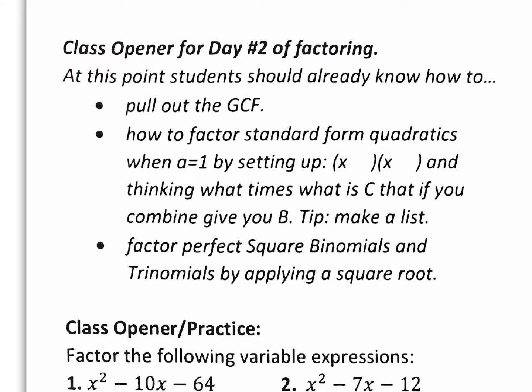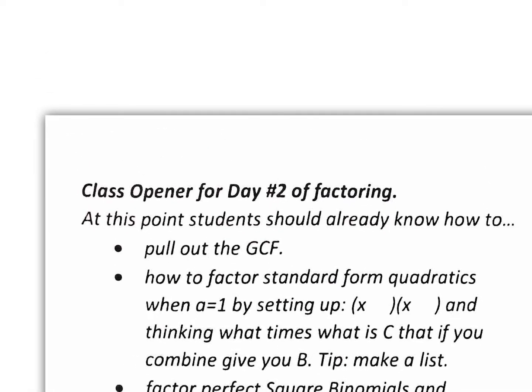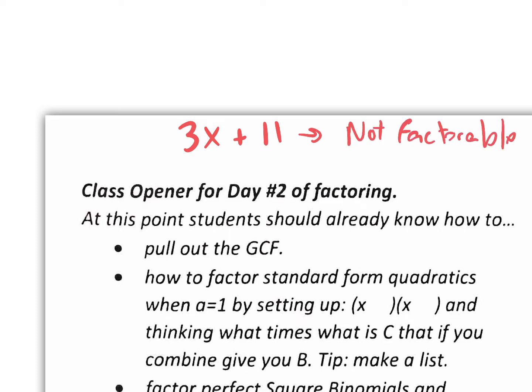And by the way, sometimes I ask you to factor something and it's simply not factorable. For example, let's say I told you to factor 3x plus 11. You can't factor anything out of there. There is no multiple of 3 in both terms, there's no multiple of 11 in both terms, and there's no x in both terms. That would simply be not factorable. What does that mean? That you are not able to factor. So there will be expressions that are simply not factorable.